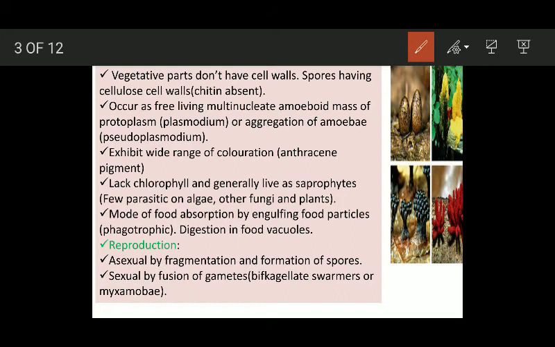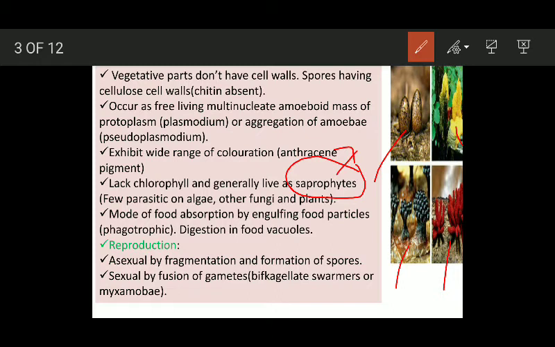The slime molds exhibit a wide range of coloration. They have a wide range of coloration patterns because of the presence of a pigment known as anthracene. Here you can see they exhibit different color patterns. Since they lack chlorophyll and are not able to manufacture their own organic food material, they live as saprophytes. They live like fungi, on dead decaying organic matter, although there are some exceptions. For example, a few of these slime molds live as parasites on algae, other fungi and some plants.